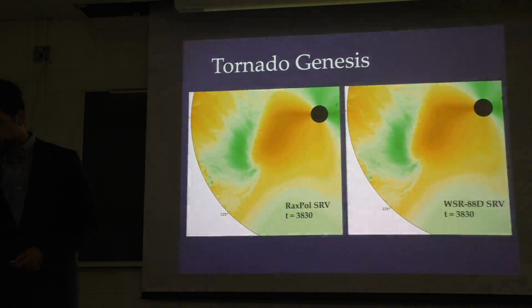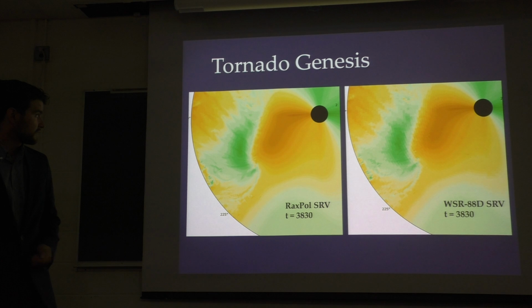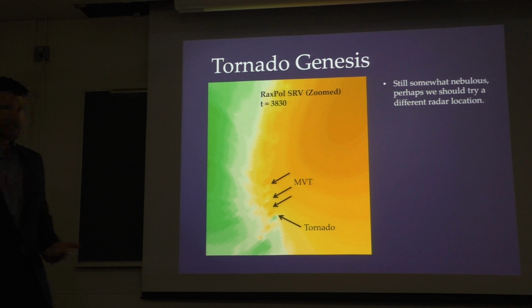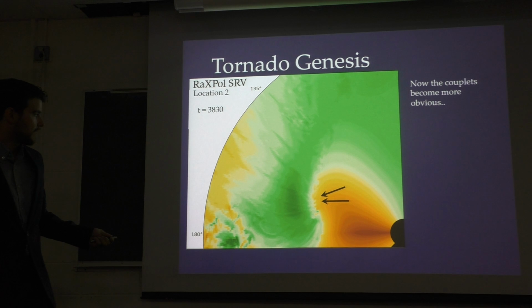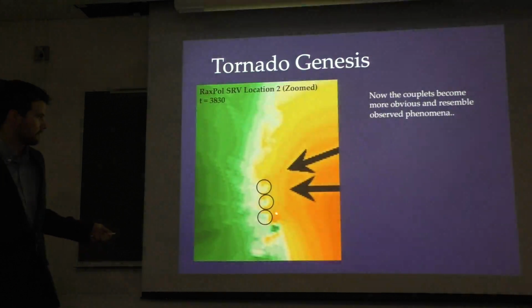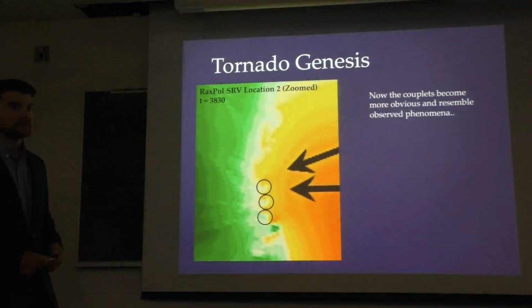But if we look at storm relative velocity, it gives us a little bit different picture. They show up again, and if anything, they look worse. So I think at this point, maybe we should try moving the radar to see if we can see them better. So if we do that, you can see them again here. This is the tornado, actually. If we zoom in on that, now we've got a lot more obvious couplets showing up there.